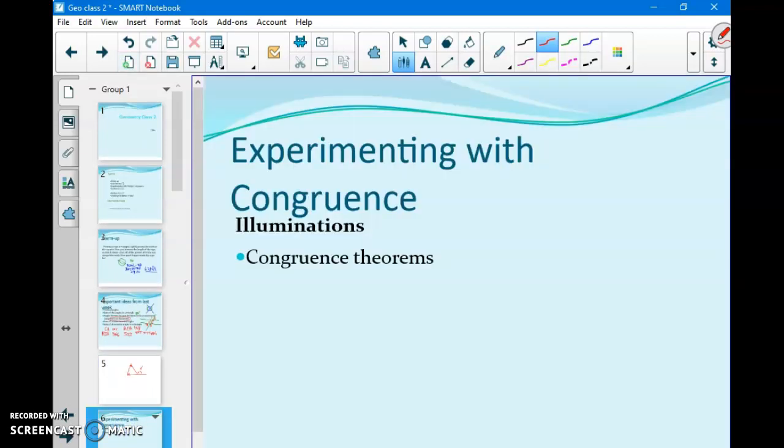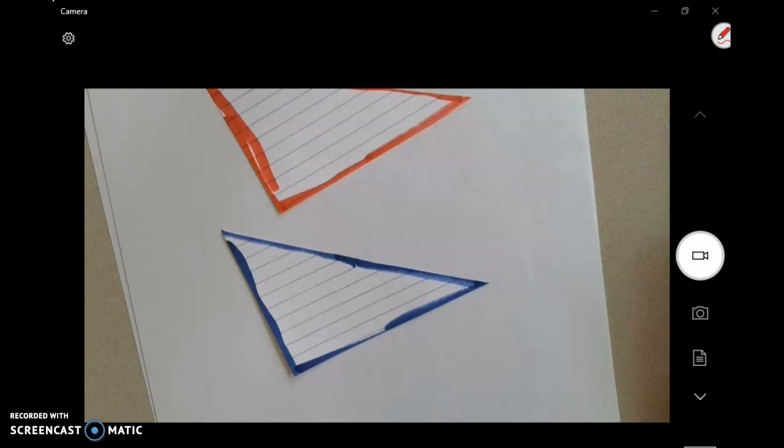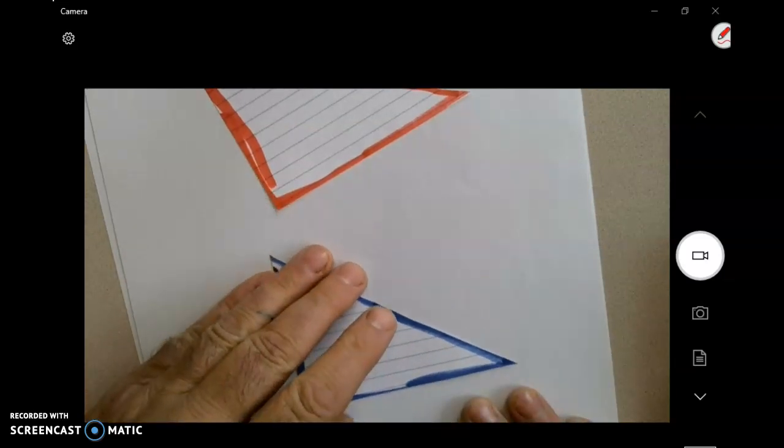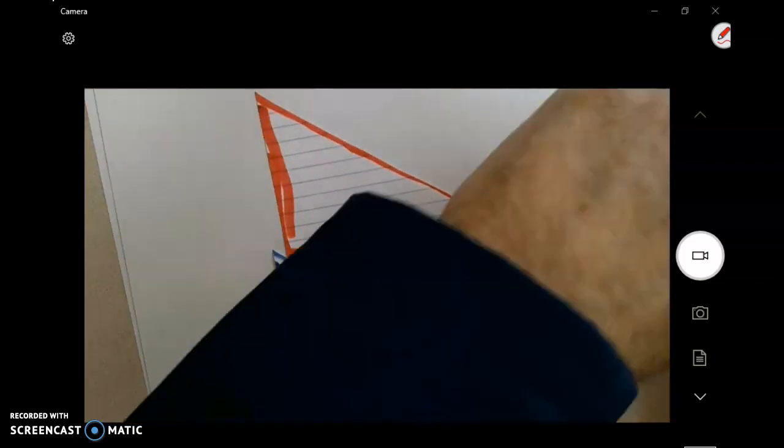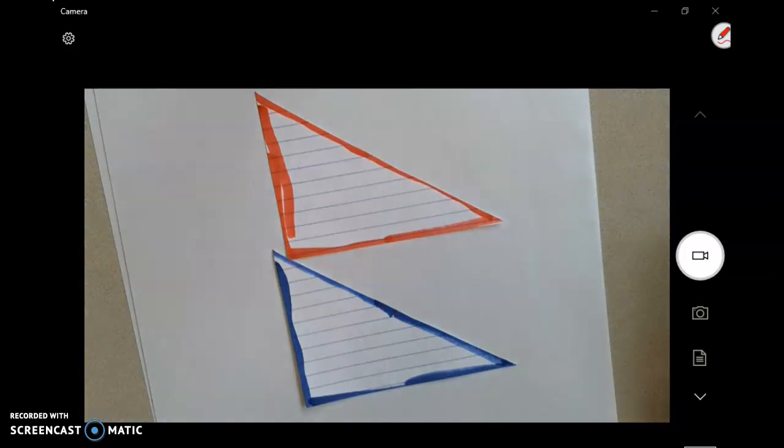Congruence theorems. Experimenting with congruence theorems. Alright, so now that we have the camera on my cute little triangles here, we're going to talk about what happens if I have three sides that are the same.